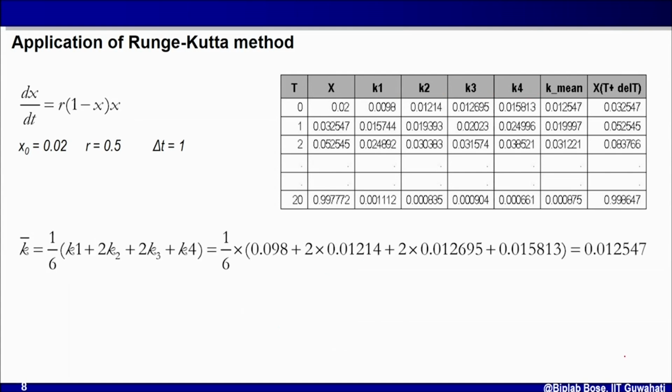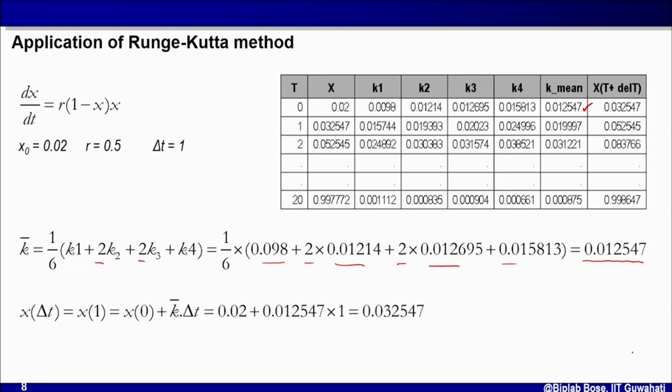So now I take a weighted average. Remember, we are giving different weightage to different slopes. For K2 and K3, the weightage is 2, 2. For the rest, K1 and K4, the weightage is 1. So the total weightage is 6. So we have to sum K1 plus 2K2 plus 2K3 plus K4, divided by 6. We have already calculated the values of K1, K2, K3 and K4. You put those numerical values here. Don't forget to multiply by 2 for K2 and K3, and you get a mean value of slope as 0.012547. So I write it down in this table.